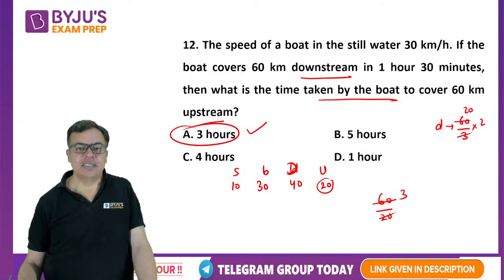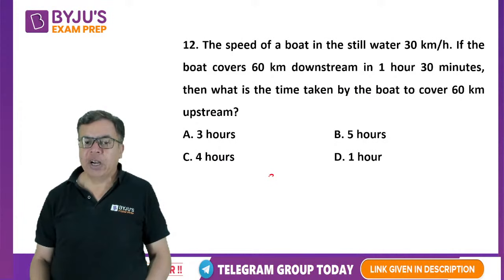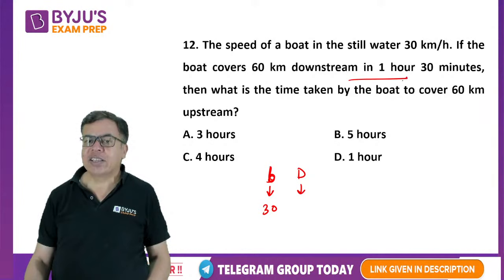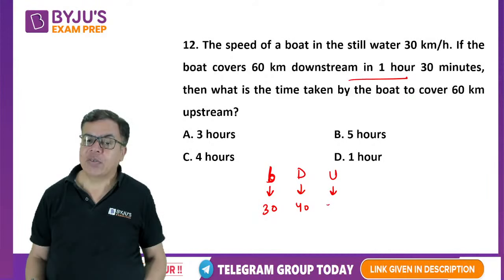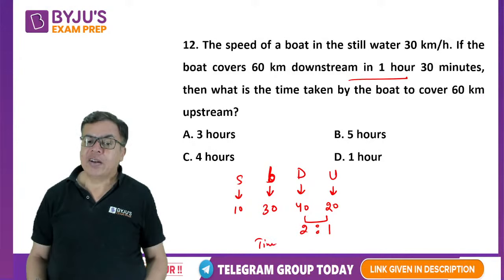Otherwise you can do this question directly also. If you know that the speed of the boat in still water is 30, and downstream it is 60 by 3 by 2, that is 40. So upstream will become 40 minus 20, that will become 20, because the speed of the stream will become 10. Now the ratio of speed downstream and upstream is 2:1. So time taken will become 1:2.